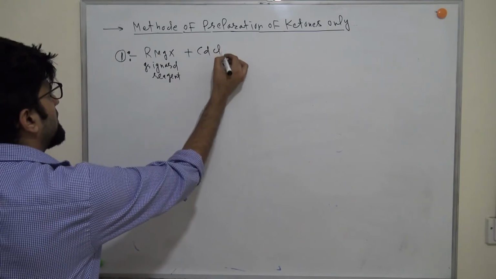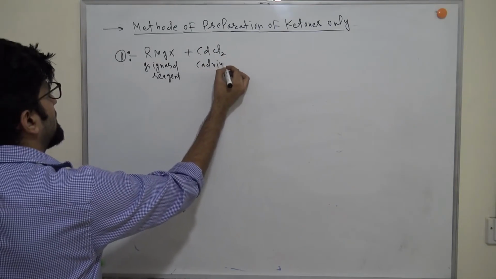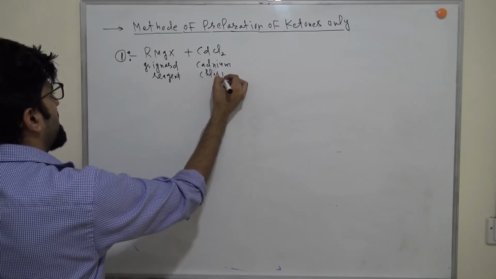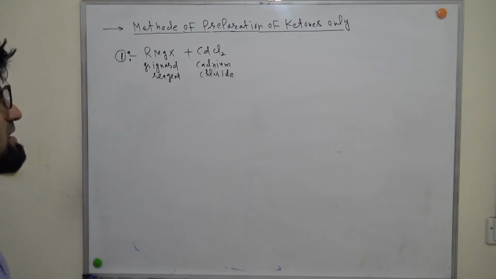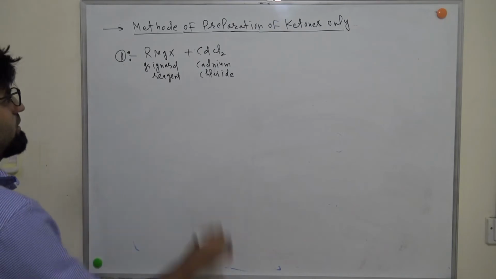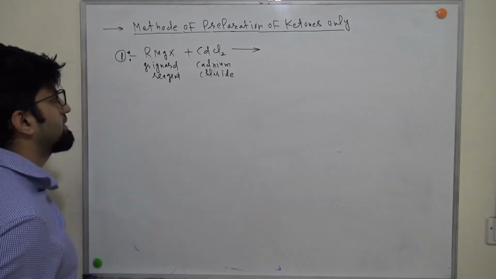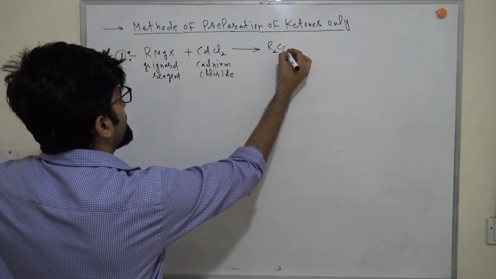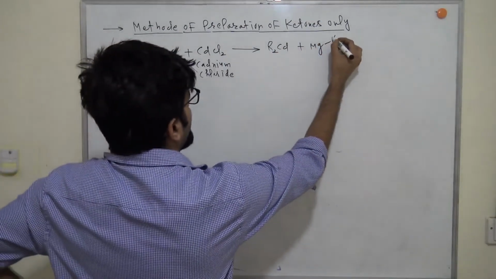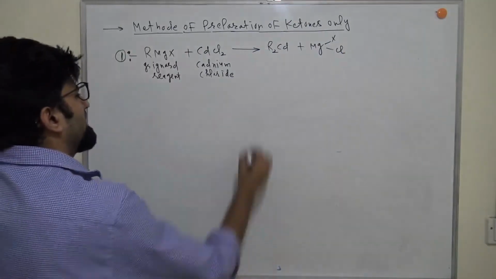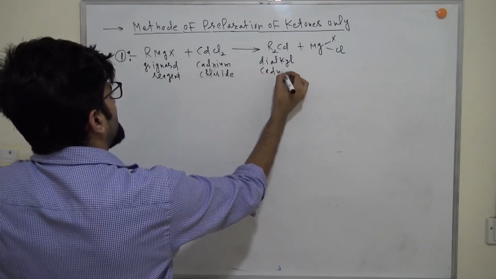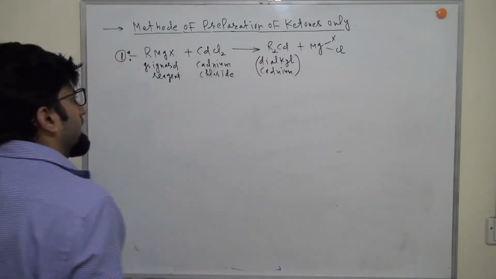cadmium chloride. Okay, so these are the type of reactions that you have to learn. There is no other way around. There is nothing to understand in them, right? You have to learn this reaction. So Grignard reagent, cadmium chloride. So what will we get? We will get R2Cd plus MgXCl. Okay, so we will get dialkyl cadmium, right?